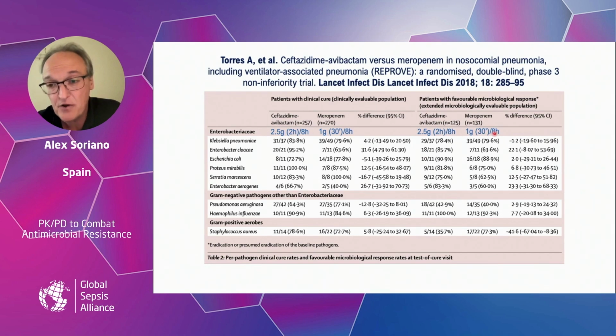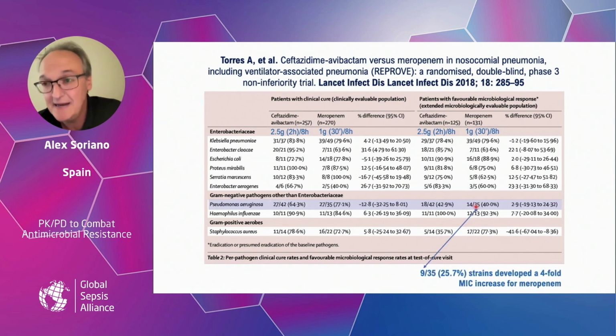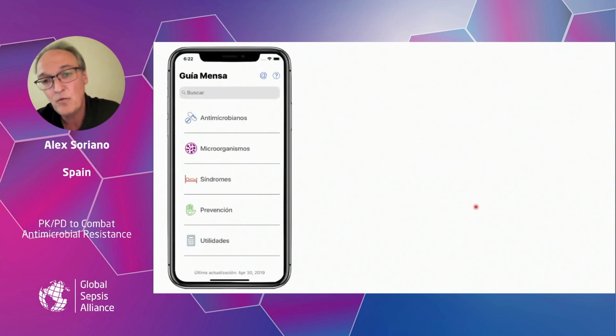And if we focus on the population, I mean, the patients infected with Pseudomonas aeruginosa, what we will see is that out of the 35 patients from whom the authors were able to collect consecutive samples, they observed that 9 out of these 35 strains developed a 4-fold MIC increase for Meropenem. So 25% of the patients that received Meropenem, indeed, when it was possible to evaluate, selected for a resistant mutant. So this is something that happens in daily practice. And what to do? Just let me show you.